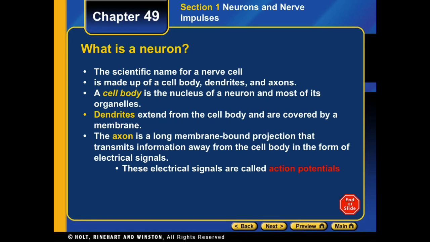It's a long membrane-bound projection, and that's going to transmit information away from the cell body in the form of electrical signals. These electrical signals have a fancy name. It is called an action potential. So we will see how an action potential and a nerve impulse, which is what an action potential is, really works.